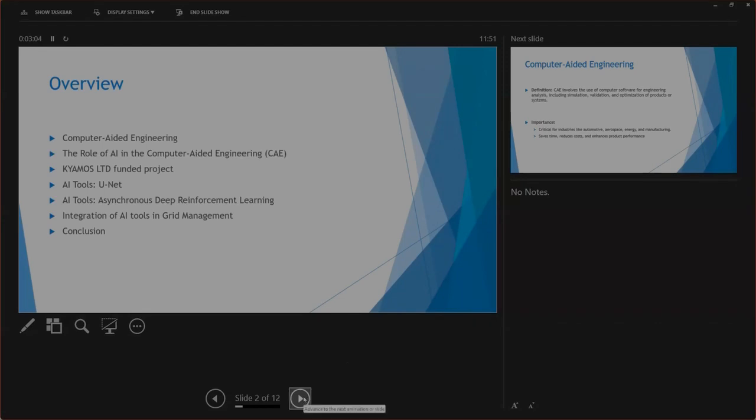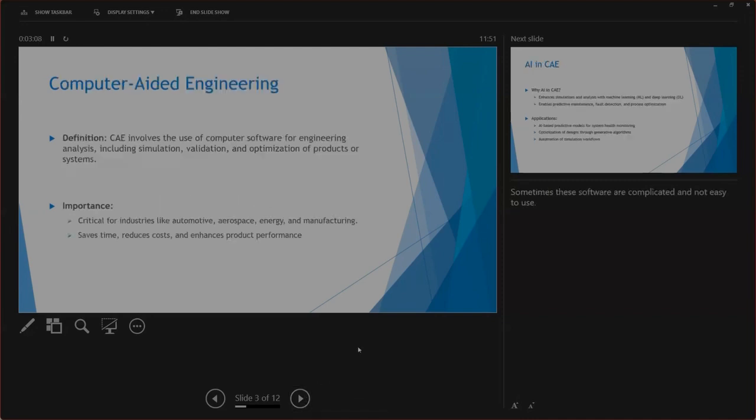Okay, so we can get started. So the computer-aided engineering, what is it? It's typically the use of computer software. You can use it for analysis of your data sets. You can use it for very complex simulations. You can use it for validation of your results and optimization of products or systems.